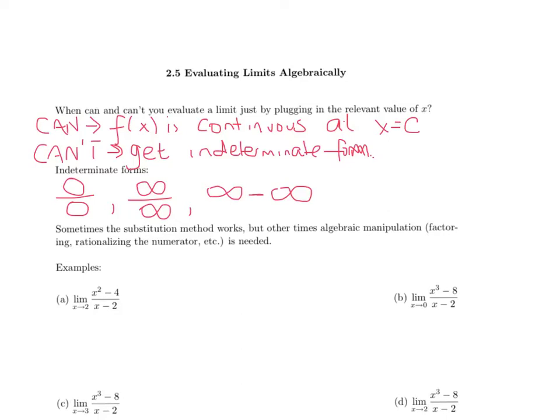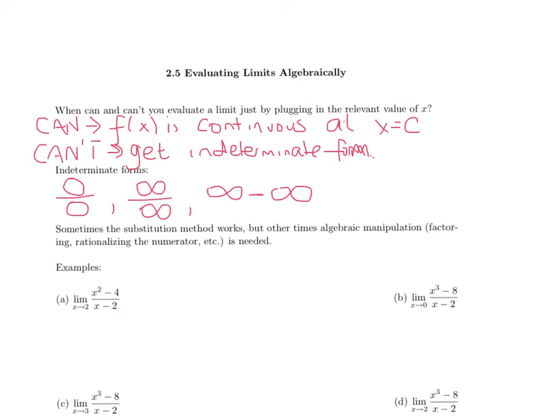Anytime you get one of those, you have to do more work. And the question is, what kind of work can you do? If the substitution method works, that's when the function is continuous at that point, you're done. You know what the limit is. But at the times when you get indeterminate forms, you want to use some sort of algebraic manipulation, like factoring, rationalizing the denominator or the numerator, etc. So we're going to look at some examples of those particular algebraic techniques.